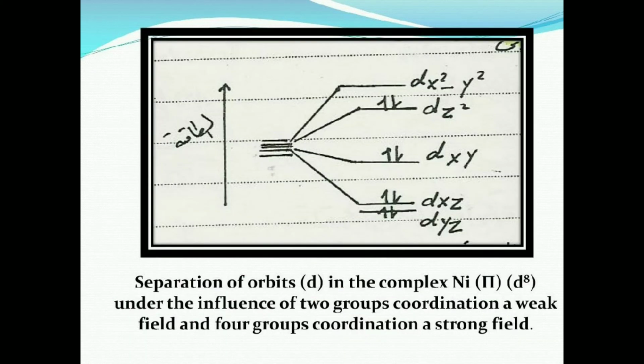the figure. Look here, the d orbitals of nickel complexes are separated into four levels, that is the highest level is dx2-y2, then dz2, then third is dxy, fourth is dxz, and last and the lowest orbital is dyz. So this is the separation of d orbitals in the nickel d8 complex under the influence of two groups of coordination, a weak field, and four groups of coordination, a strong field.